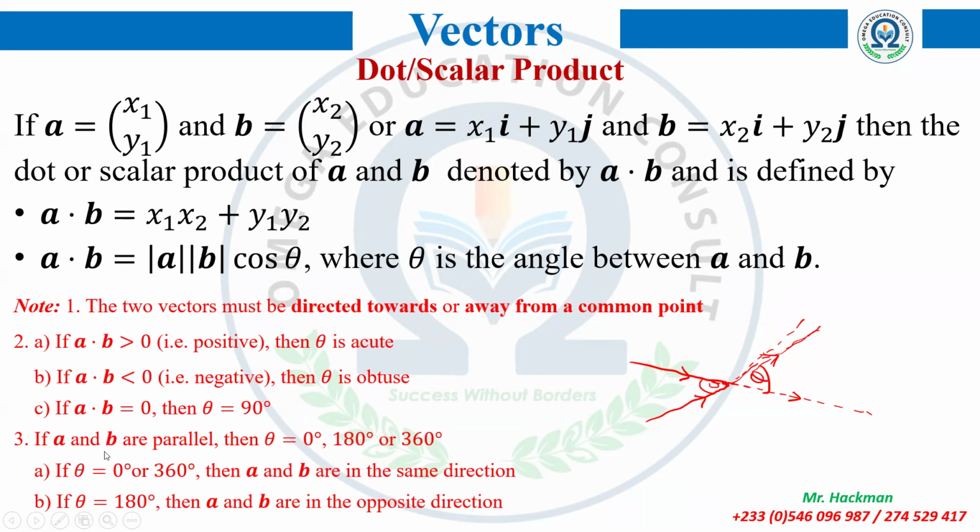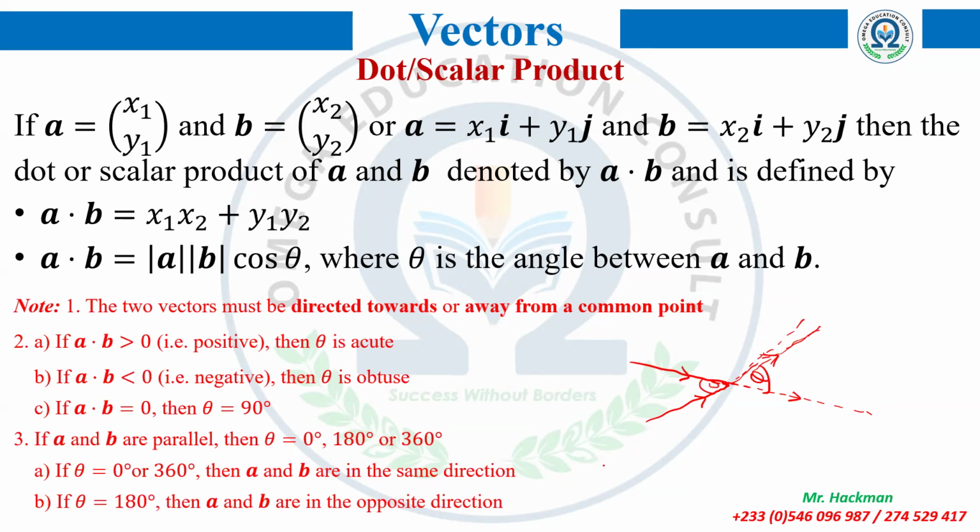Take note of this one as well. Note 3: if A and B are parallel, then your angle theta will either be 0, 180, or 360 degrees. If your angle theta is 0 or 360 degrees, then it means A and B are parallel, and they are in the same direction. However, if your theta is equal to 180 degrees, then your two vectors are parallel, but they are in the opposite direction. Let me see if I can throw a little more light on that.